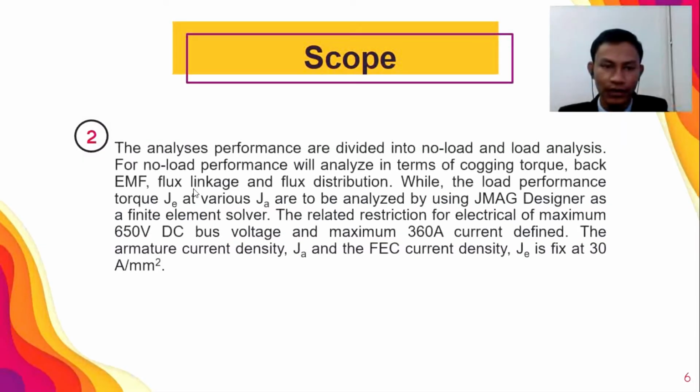The next scope is the analysis of performance, divided into two, which are no load and load. For no load, we will analyze cogging torque, back EMF, flux leakage, and flux distribution. For load, we will analyze torque against various JA, using JMAG Designer. For the electrical restriction, the maximum bus voltage is 650 volts and the maximum current is 360. For the armature current density JA and FEC current density JE, we use a fixed value of 30 ampere per millimeter squared.